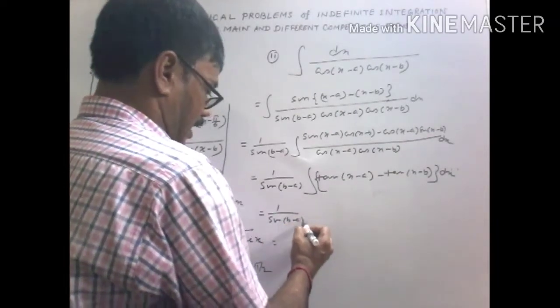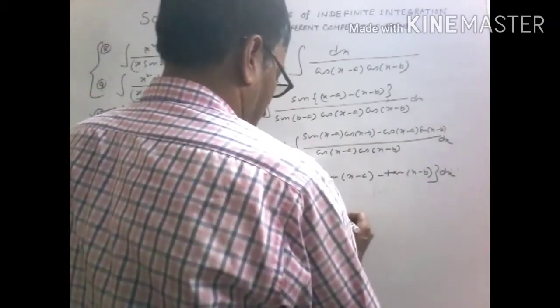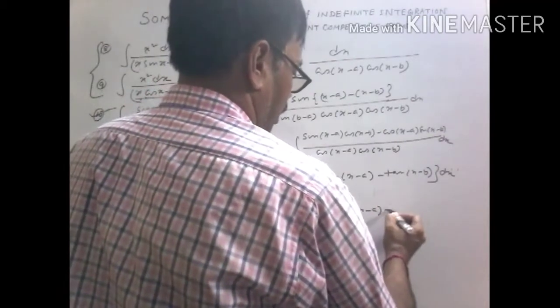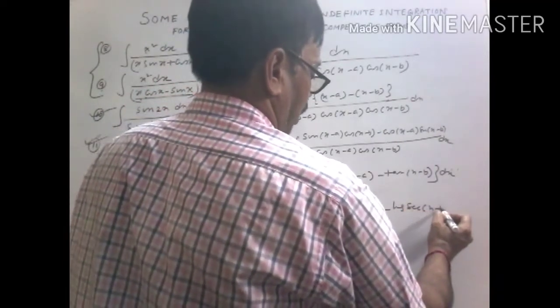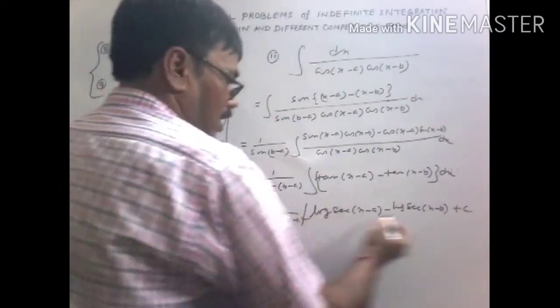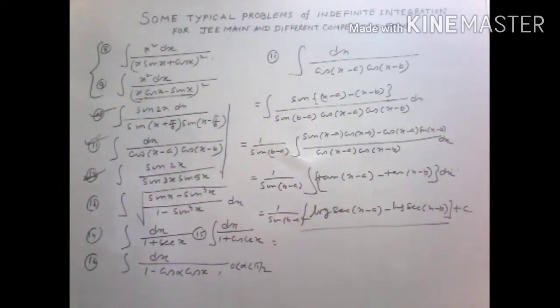So standard form tan. So what is integration of tan x? Log sec(x minus a) minus log sec(x minus b) plus c. Or we can write it as a difference of this. So these three problems are exactly the same.